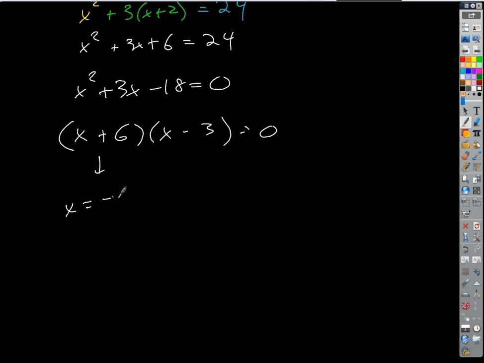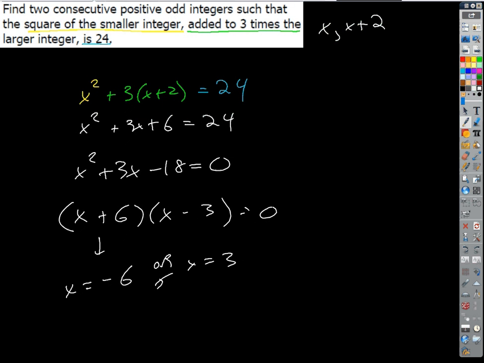Negative 6 and positive 3. Okay, so what's the answer then? What are the positive odd integers? 3 and 5. 3 and 5, okay. How'd you get that? Because that has to be positive.